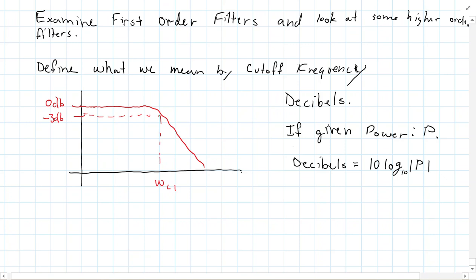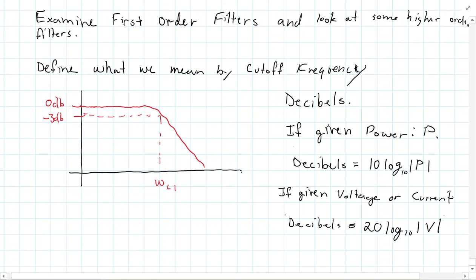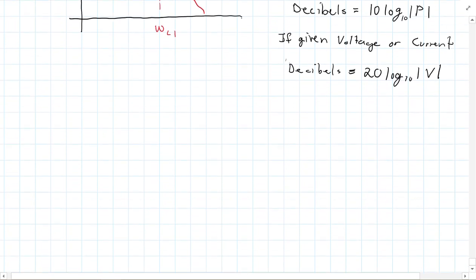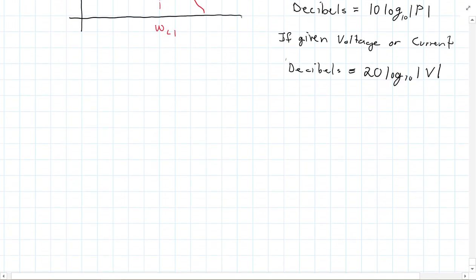But then if we're given voltage or current, decibels is equal to 20 log base 10 of the magnitude of, well, I'll just say voltage in this case, but it could be current as well, depending on what you're looking at. Now, the first question people often come up with is, why with power do you do 10 and why do you do 20 with voltage? And it's a very simple explanation.